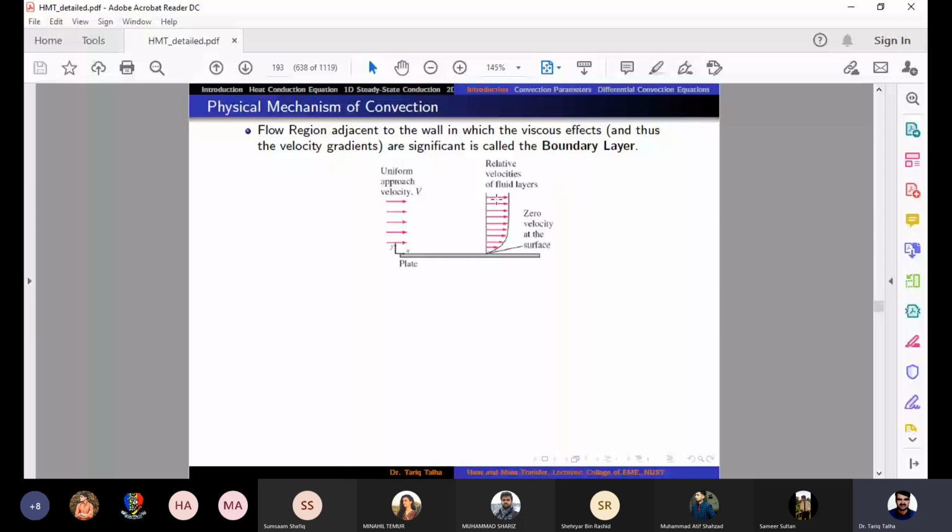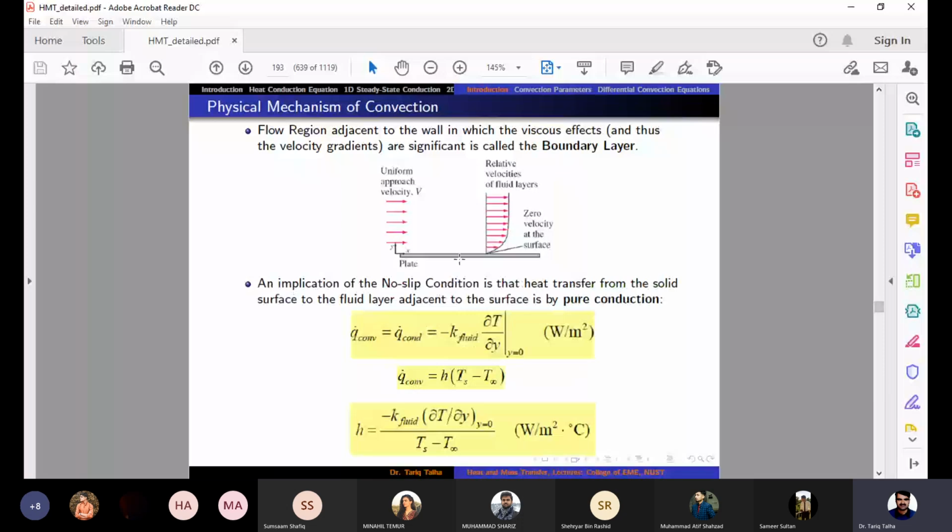Here the black line is the velocity profile which is being developed in the boundary layer region. How do we define the boundary layer region? That would come on the next slide. First of all, if we apply the energy balance here, on the first layer of molecules, because that layer is stationary, the heat would be transferred from the solid surface to the first layer by Q conduction, and then from the first layer to the second layer, because the second layer molecules are moving, there would be convection.